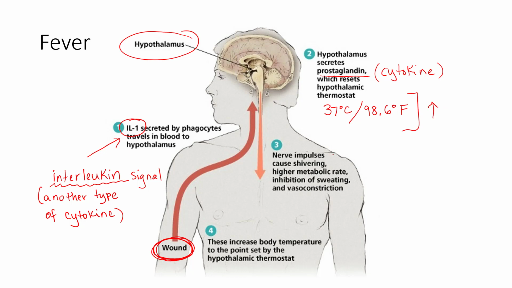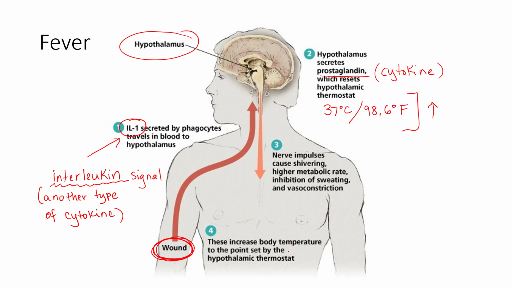How's that happen? Well, there's a physiological process to that. It says the nerve impulses cause shivering, a higher metabolic rate, inhibition of sweating, and vasoconstriction. And then these increase body temperature to the point set by the thermostat. And so this is how the body is going to cause the temperature to increase.